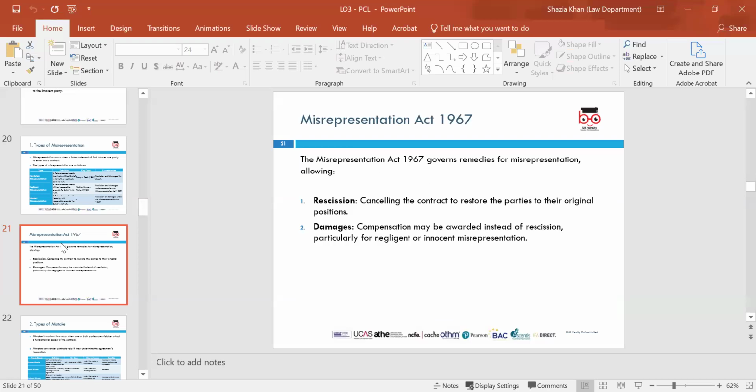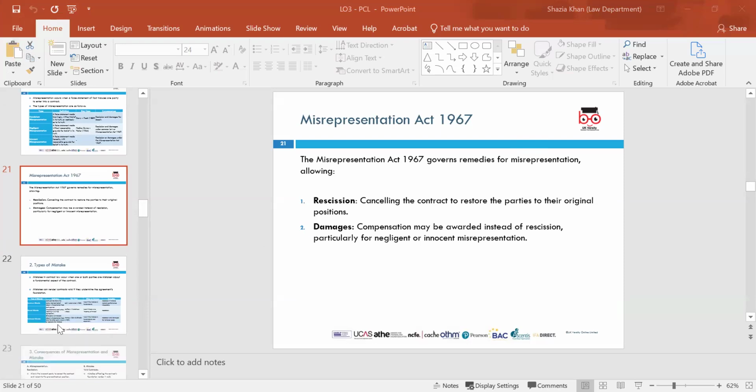So the Misrepresentation Act 1967 governs the remedies for misrepresentation, what remedies are available, and what occurs when misrepresentation does occur. It amended common law principles of misrepresentation to create a new category for negligence. So it covers what damages and rescission are available under the Act.